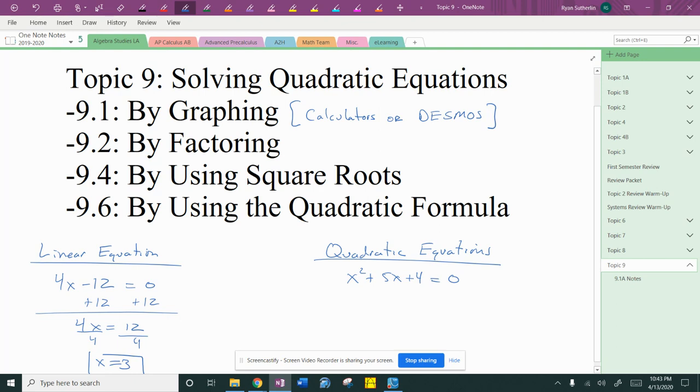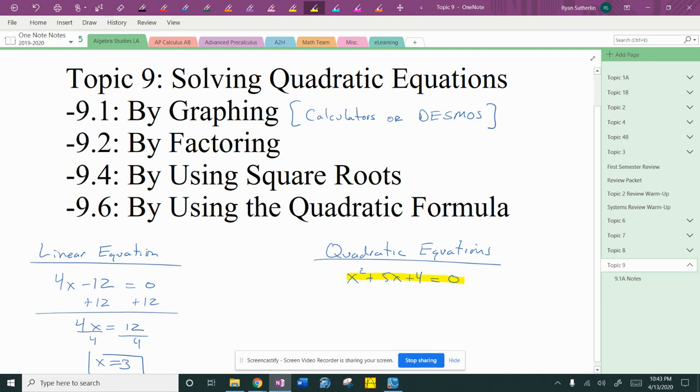Then we're going to look at an algebraic way to do it. We're going to bring back factoring and talk about how factoring can help us solve quadratic equations. Then we're going to use square roots, and then we're going to finally close by using the quadratic formula. But our whole goal is going to be to solve equations that look like this.